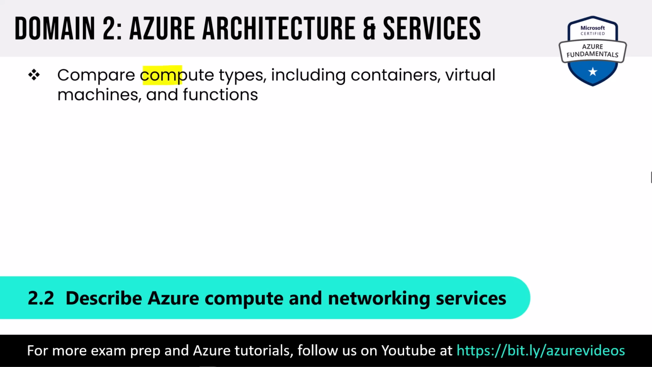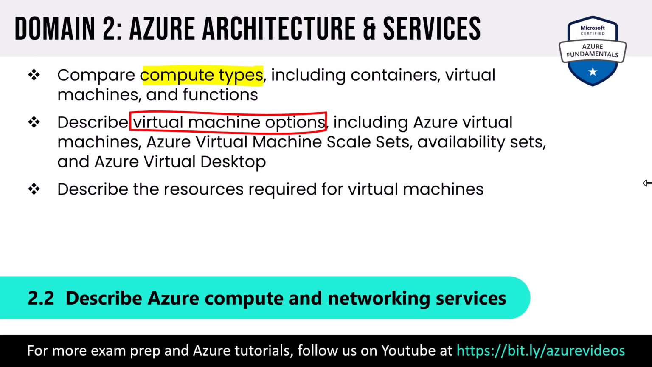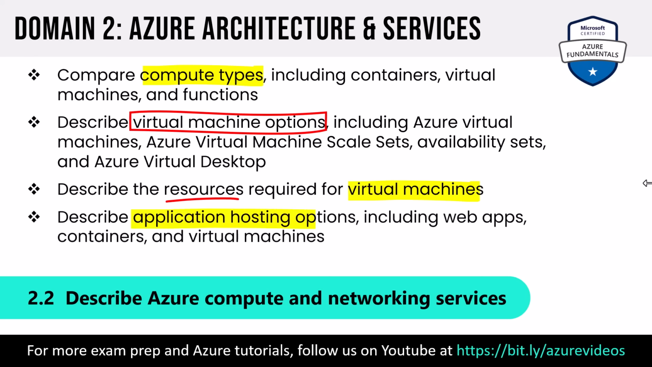So here we'll talk about compute types, including containers, virtual machines, and Azure functions. We'll look at virtual machine options, including Azure VMs, VM scale sets, availability sets, and Azure Virtual Desktop. We'll look at the required resources for virtual machines, so the components that comprise a VM, for example. And describe application hosting options, including web apps, containers, and virtual machines. These really add up to the compute options, both IaaS and PaaS, that are available in Azure.